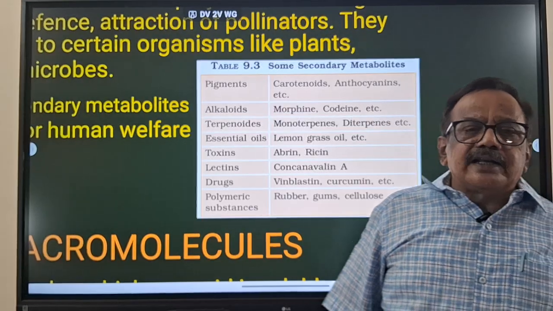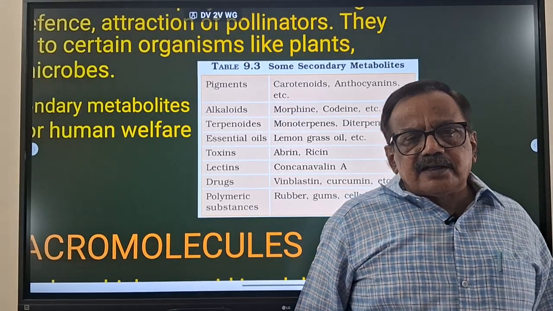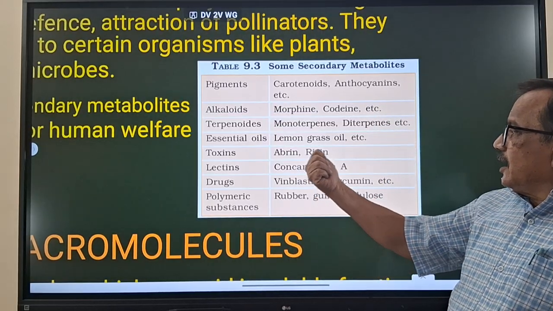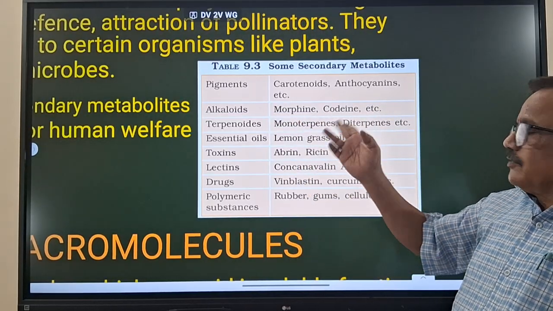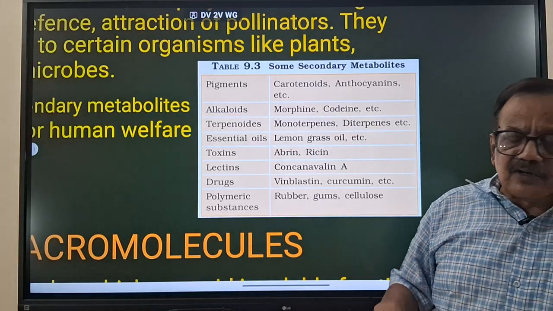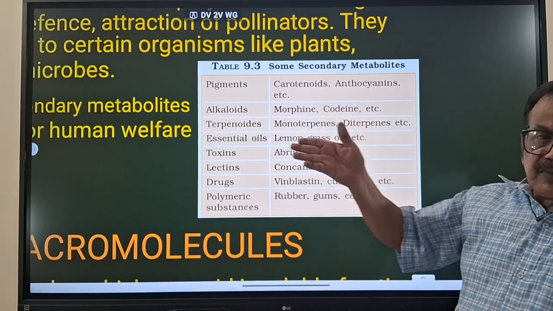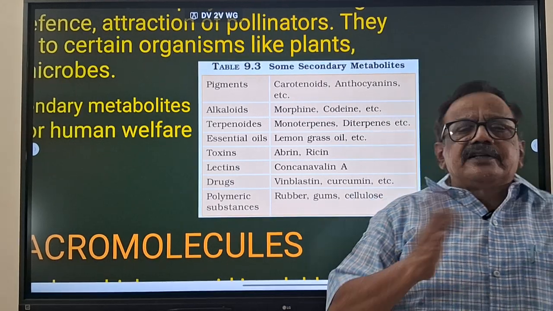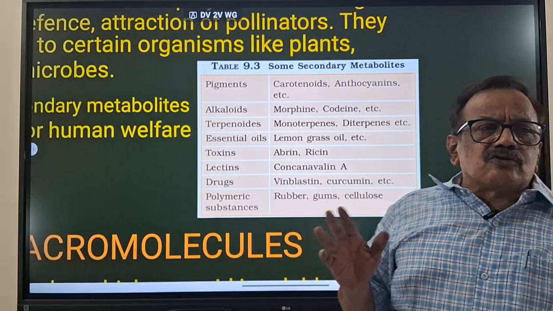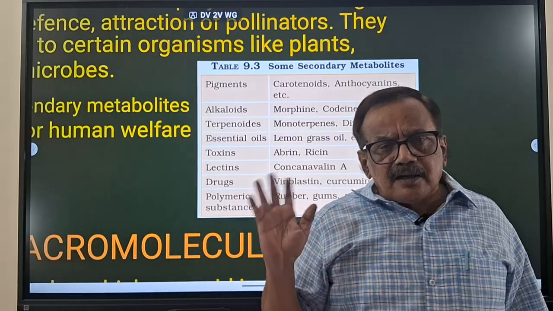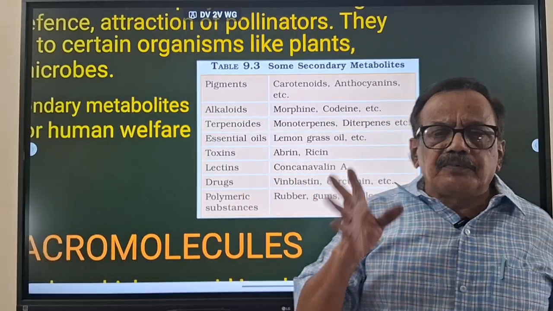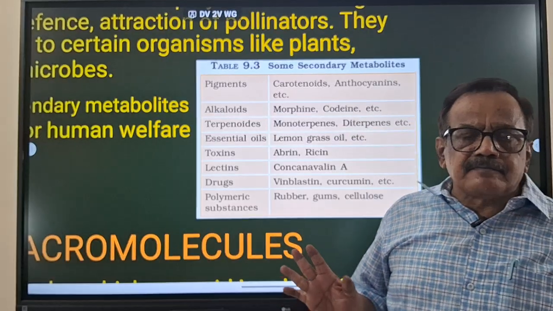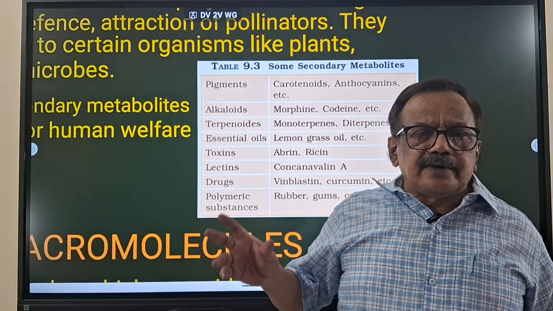And what is a secondary metabolite? The use is defense purpose, because here it is the abrin toxin, it won't be eaten, and morphine protects against herbivores, and this will protect against ultraviolet rays. Such types of benefit it may have, and it is present not in all plants, only a few plants have these things, and we don't know much about it. So these are the secondary metabolites.